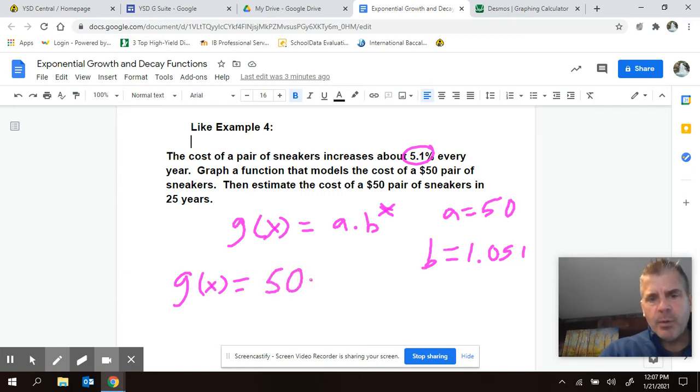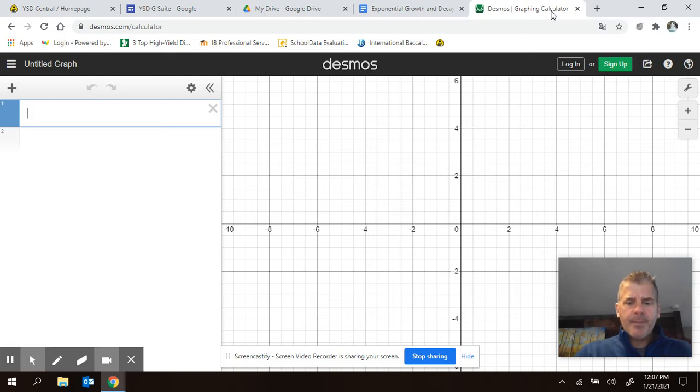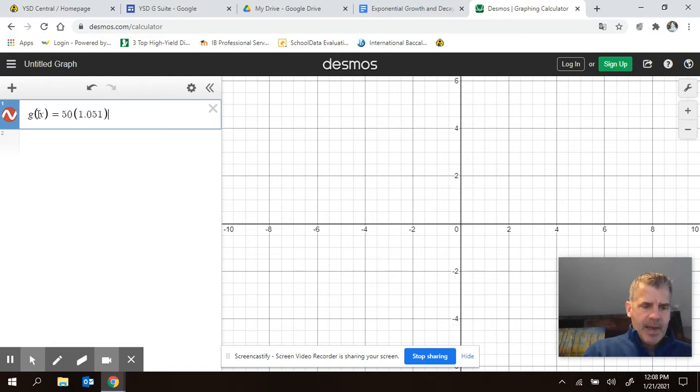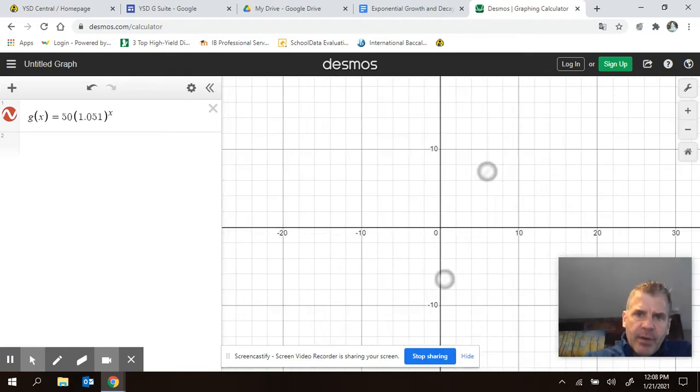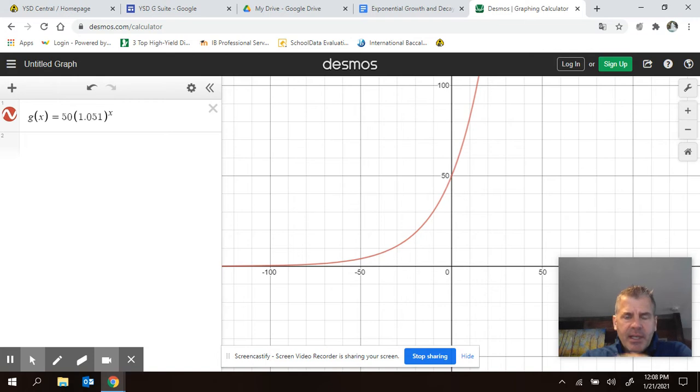So we'll take 50. We're going to multiply that by 1.051. And you can put that into Desmos, and you can see, okay, well, what does this thing look like? We got 50 times 1.051, and then we're going to raise that to the x. Now you're not going to see this on the home screen because remember, this thing is actually going clear up there at 50. So you have to zoom out, zoom in, whatever, to see what's going on with this function.